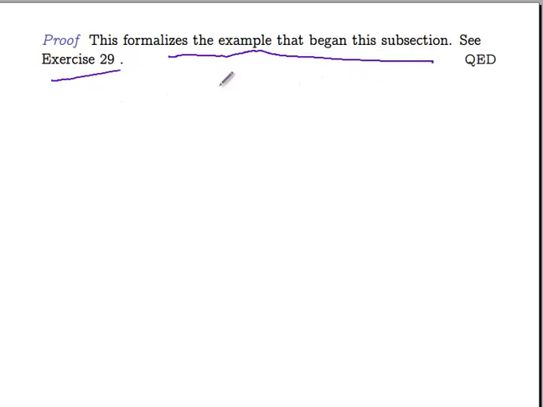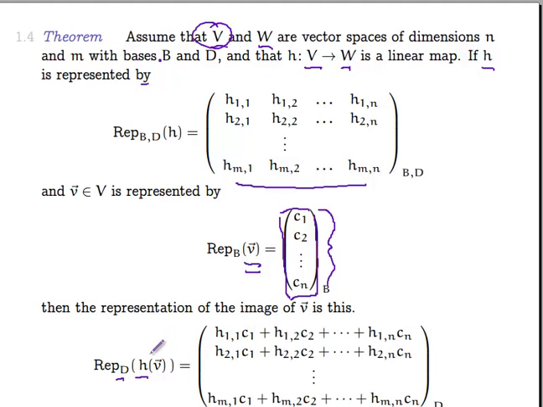So we're just saying that you do the same thing we did in the first example. I showed you how the vector that represents H of v was equal to the matrix times the vector that represents v. And you just generalize that using lots of indices. But the idea should be clear from the example.